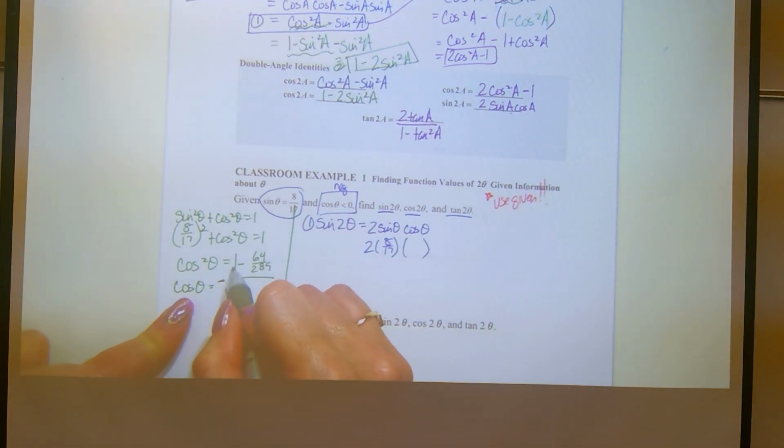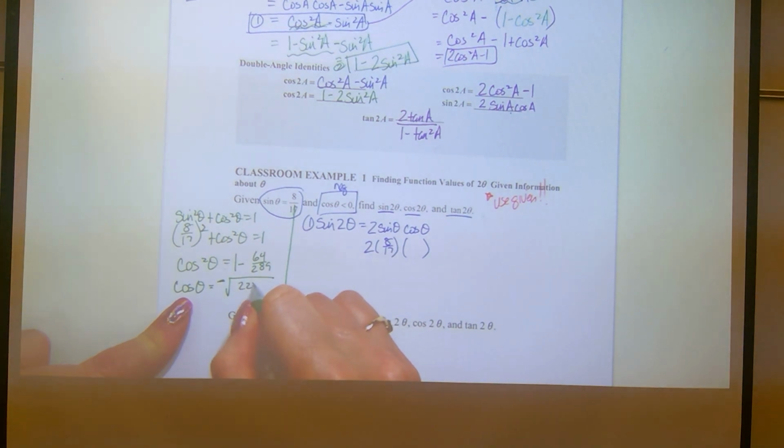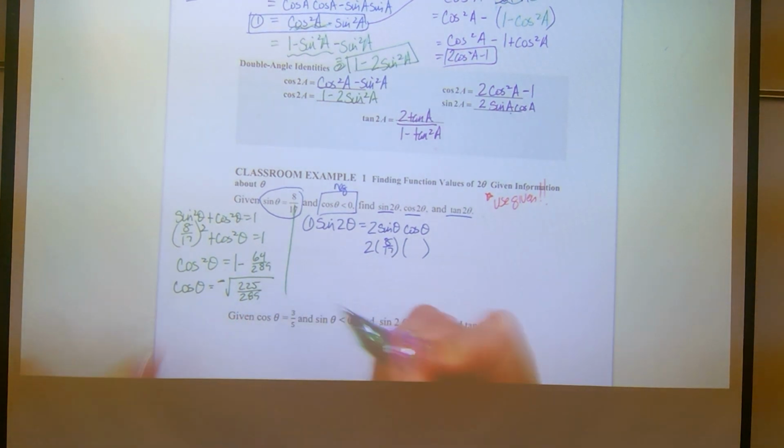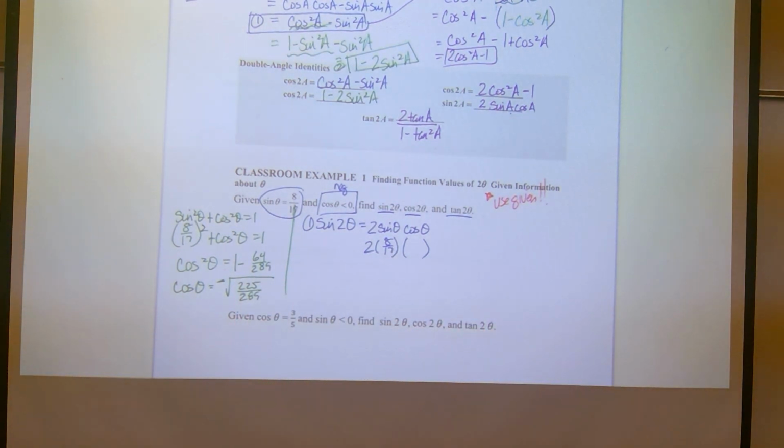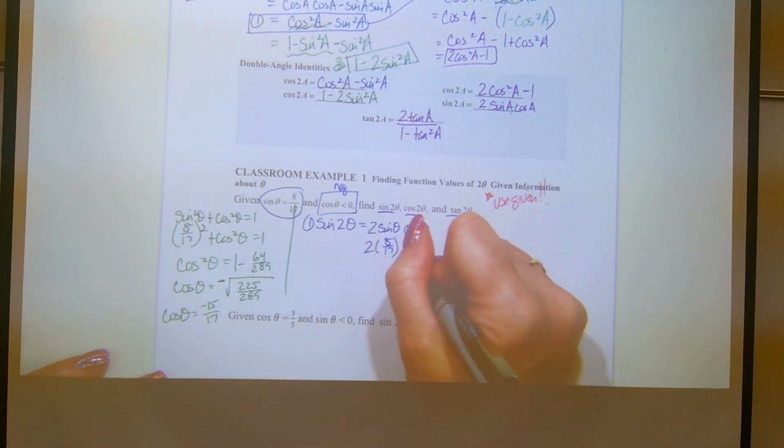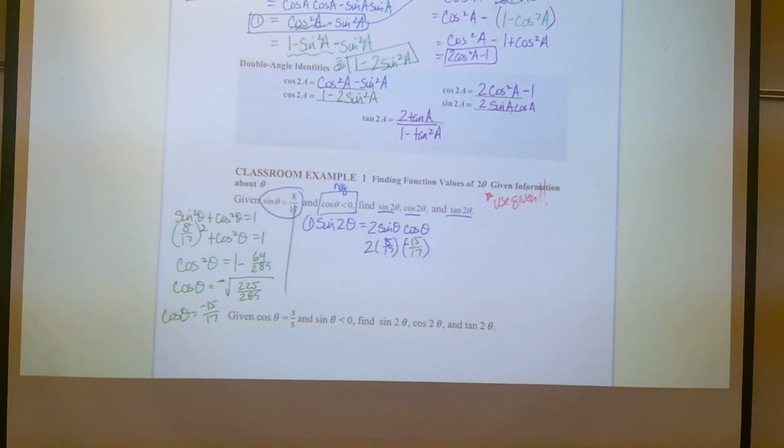289 minus 64 gives me 225, and then my denominator is 289. We know the square root of 289 is 17. The square root of 225 is 15. So cosine theta is a negative 15 over 17. Negative 15 over 17, that one we had to find.